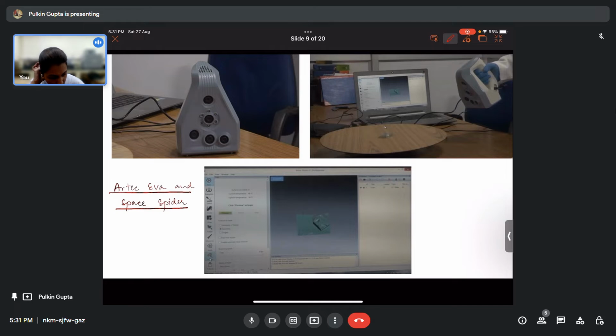Now, moving on to the 3D scanners, different types of 3D scanners. We saw two types of 3D scanners basically. One was the handheld portable blue light scanner, and the other was the closed chamber red light scanner.